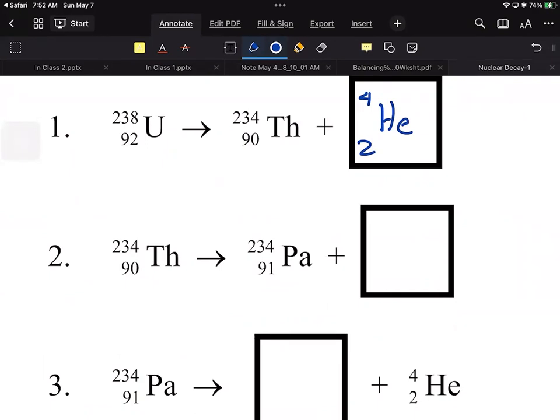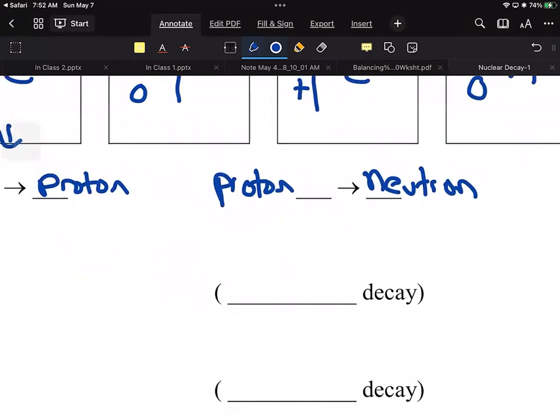The second one, oops. This will be called alpha particle, alpha decay.